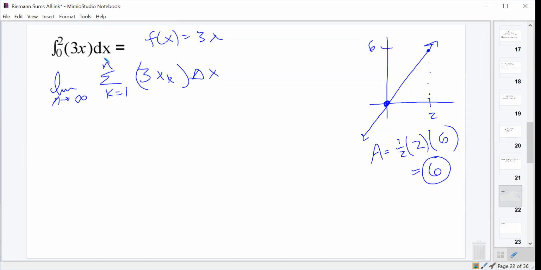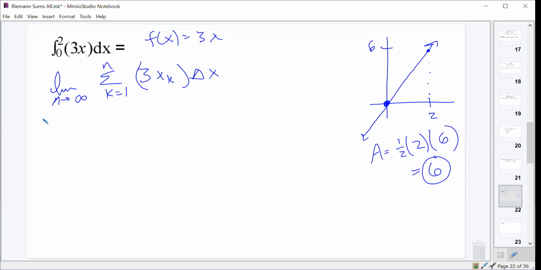Can you repeat that again? So all we have to do is figure out what delta x is. Then we have to figure out what x sub k is. And then we plug them into this. Once we've got those plugged in, we should be able to do the summation. And once we've done the summation, we should have a new function, and we should be able to find the limit of that function. All right, thank you.